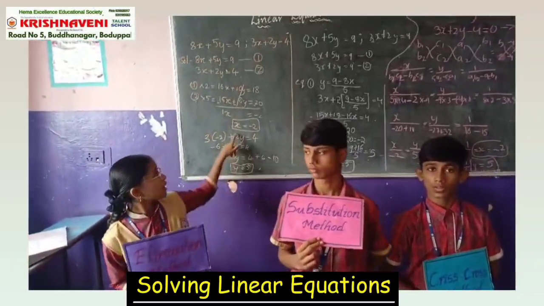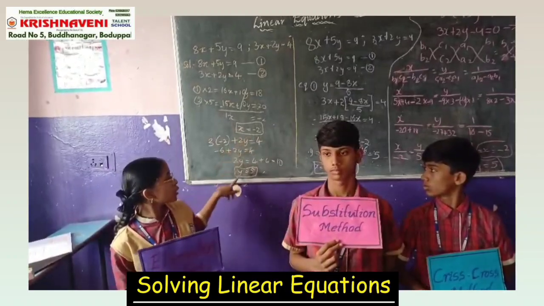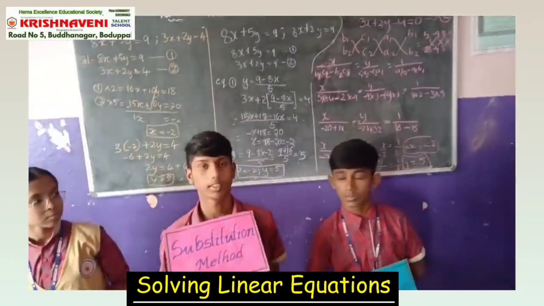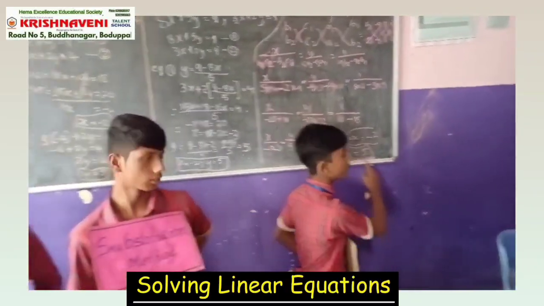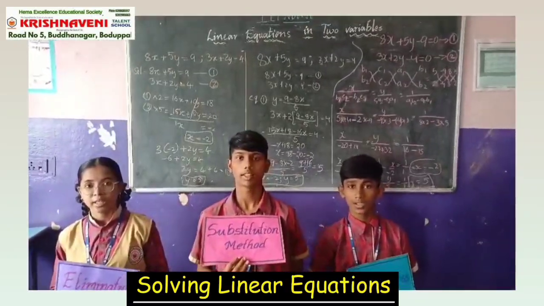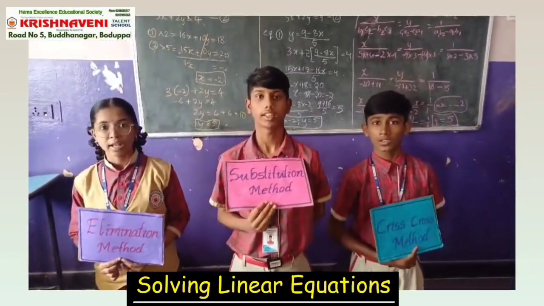In my elimination method, x is equal to minus 2, y is equal to 5. In my substitution method, x is equal to minus 2, y is equal to 5. In my crisscross method, x is equal to minus 2, y is equal to 5. So we can say that it is solving in. Thank you.